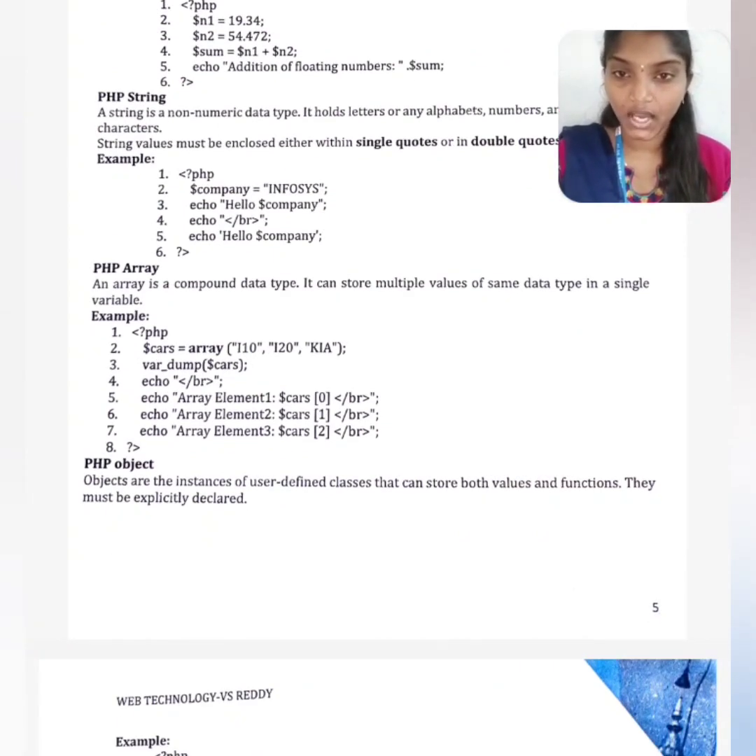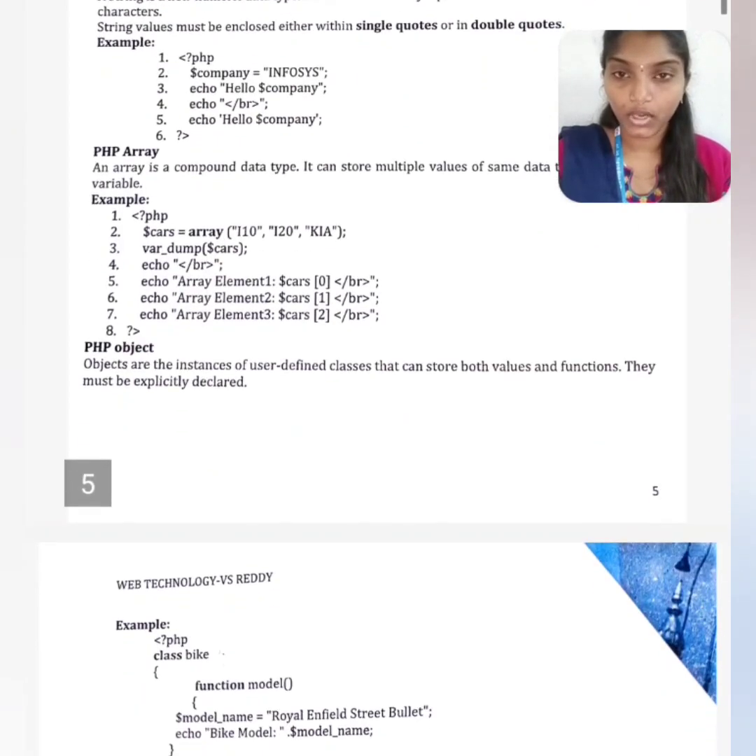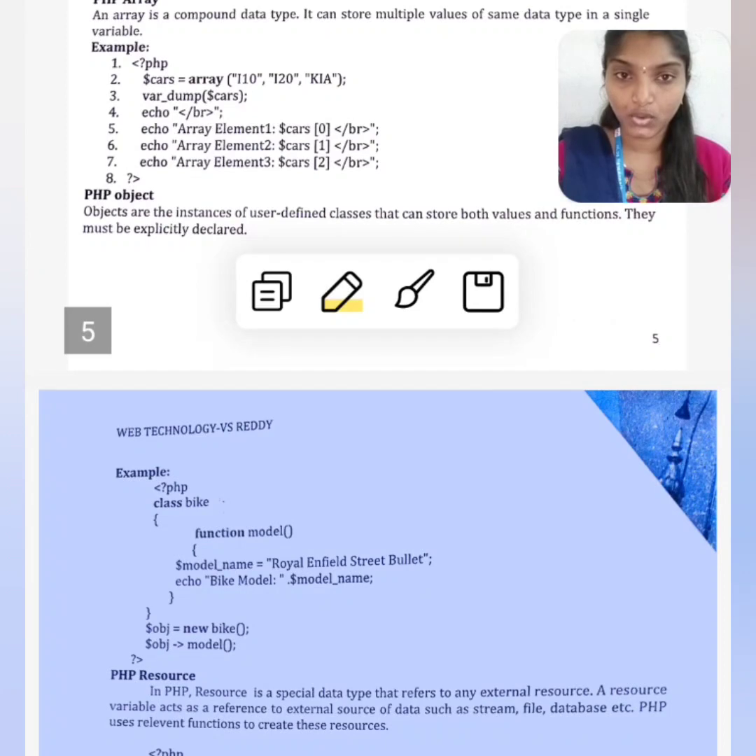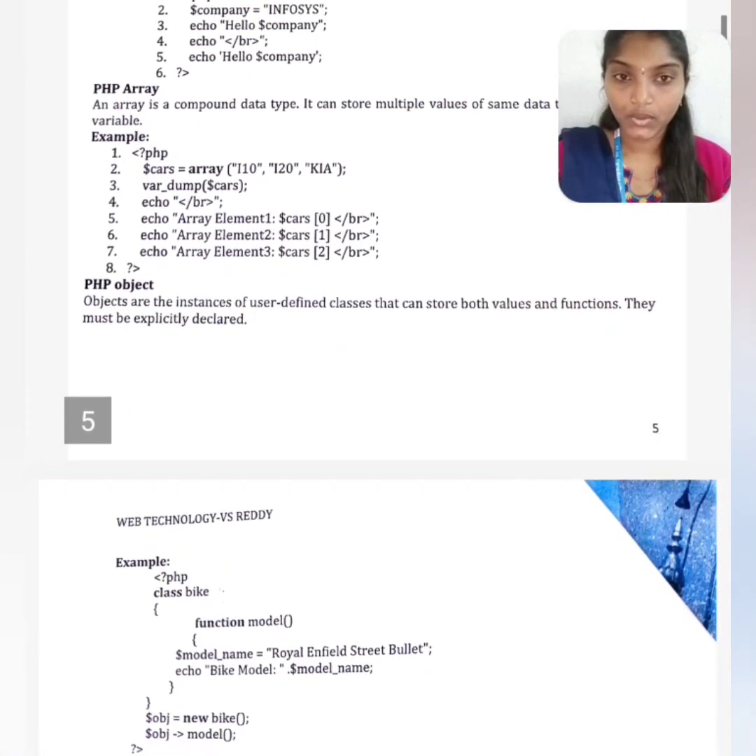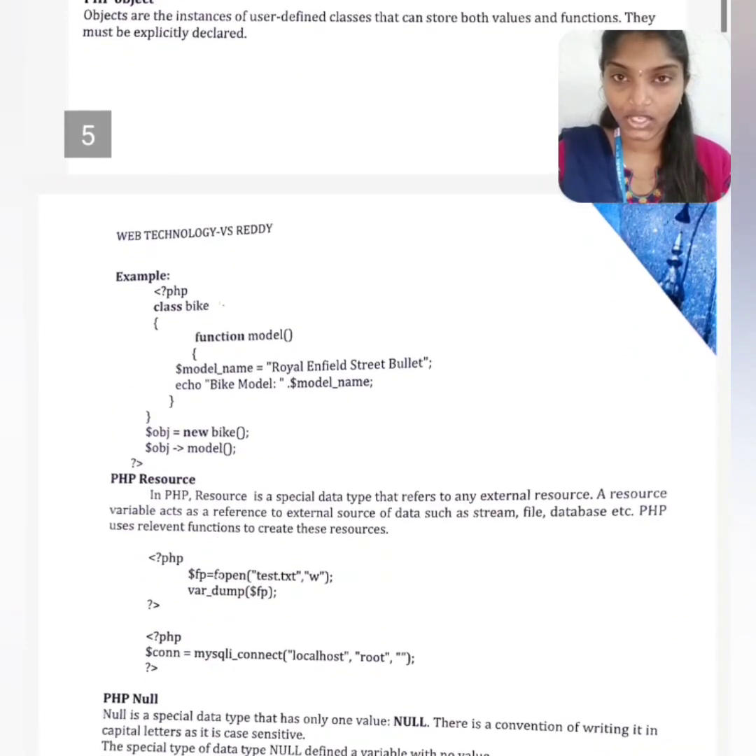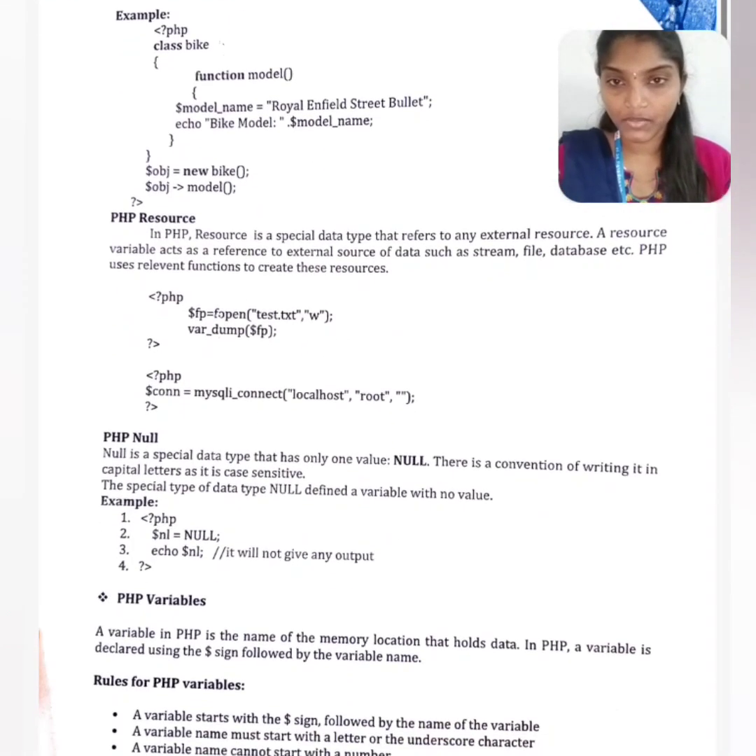Next, PHP array. An array is a compound data type. It stores multiple values of the same data type in a single variable. This is the program of the array. Next, object. Objects are instances of user defined classes that can store values and perform functions. There must be an explicit declaration. This is the object program.